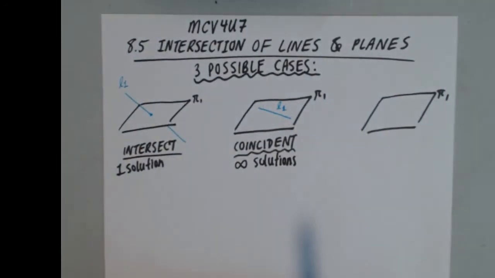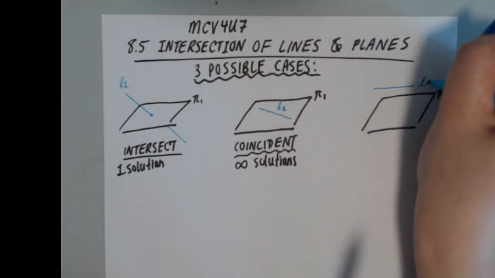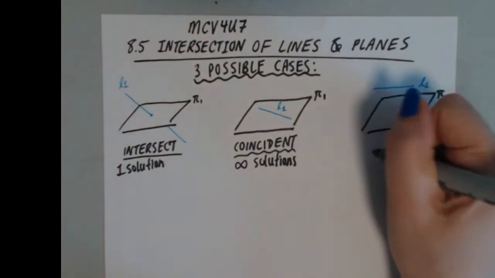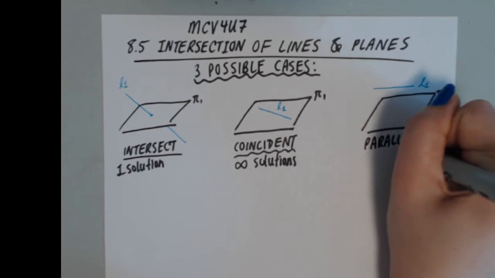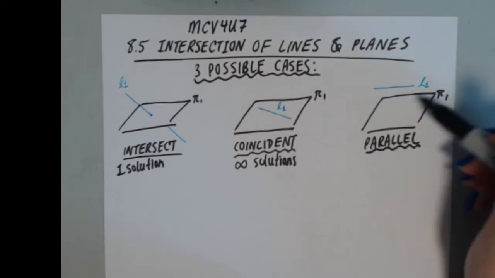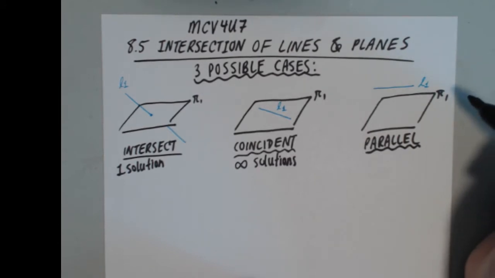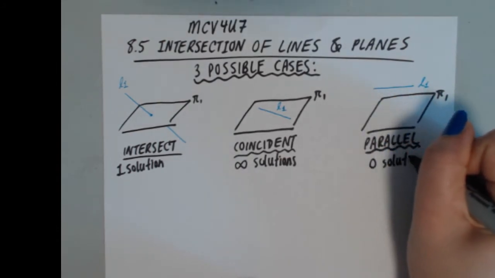Now, the last case is quite literally you have L1 parallel to pi 1. So it never touches it, it never interacts. So parallel. Another way to express this situation is to say that the line and the plane are parallel and distinct, or parallel and not coincident. And in this case, we have 0 solutions.